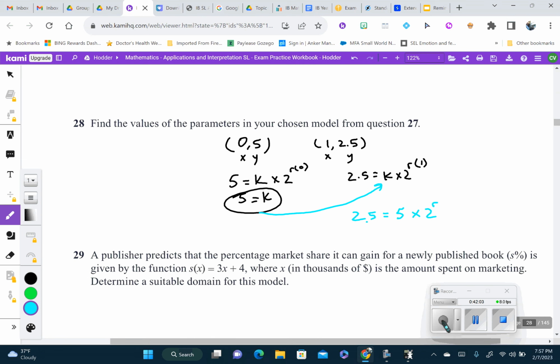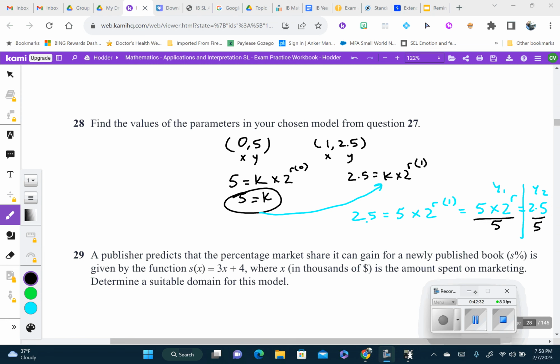and I know that my x is 1, so I'm going to put times 1. So this is 2 to the r. So this is 5 times 2 to the r is equal to 2.5. You could plug this under y1, plug this under y2, see where they intersect. Or if you want to do it algebraically, you divide both sides by 5. Divide this by 5 as well.